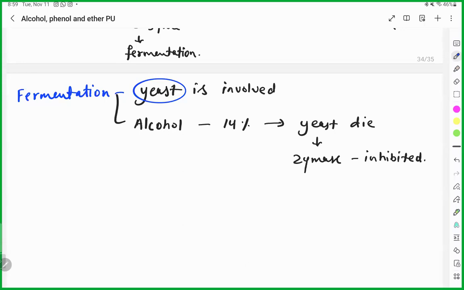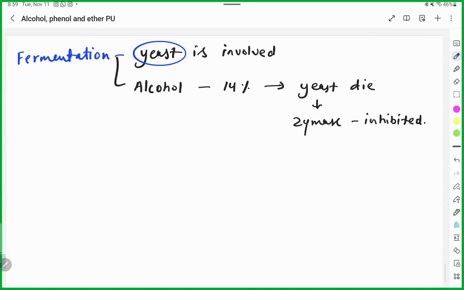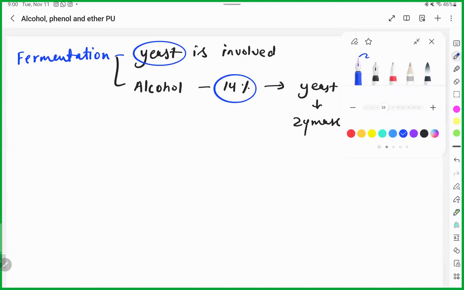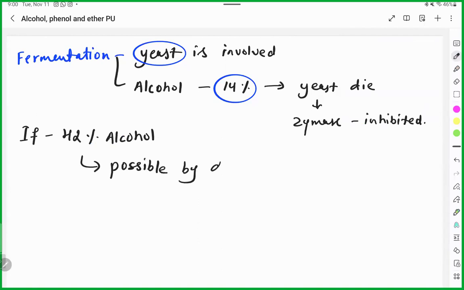So if the alcohol percentage is 42%, how are we getting 42% when we said we cannot produce more than 14%? The answer is distillation. If we get 42% alcohol, this is possible only by distillation. You know distillation from organic chemistry, right? Naturally, it is not possible. You filter it and then make it pure.